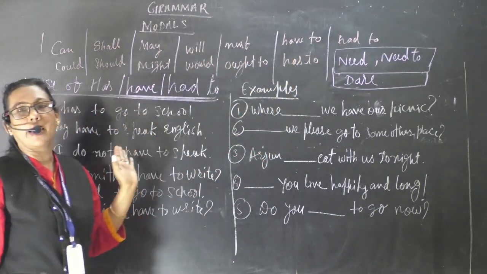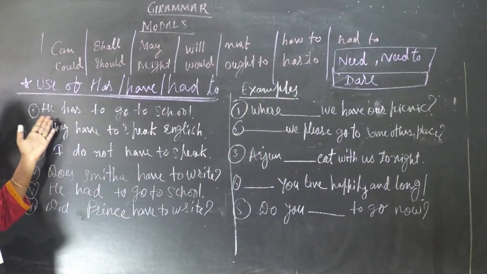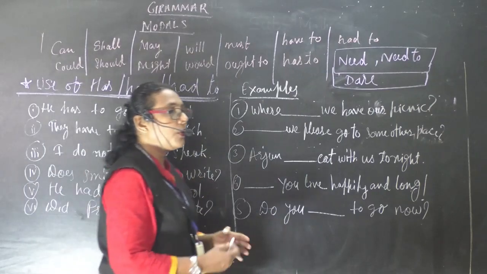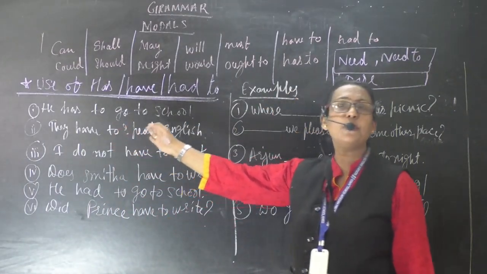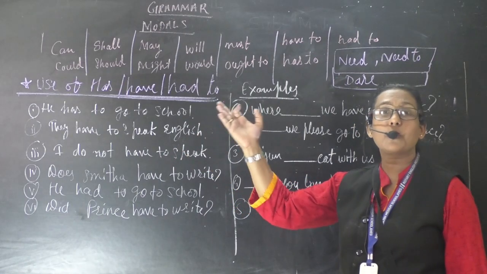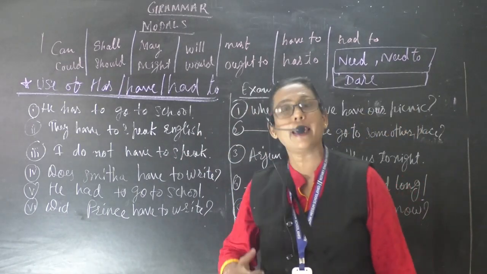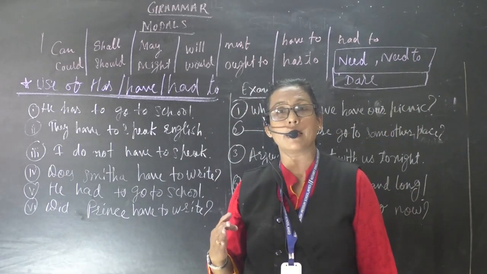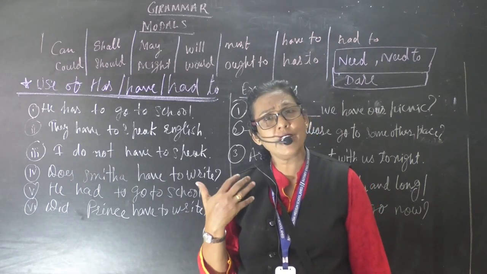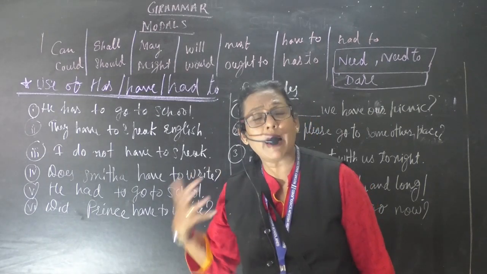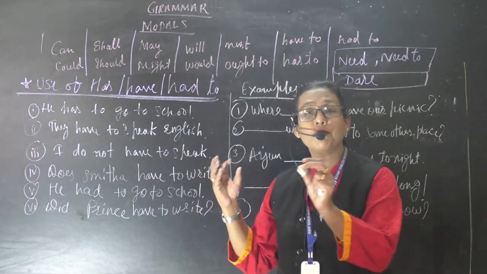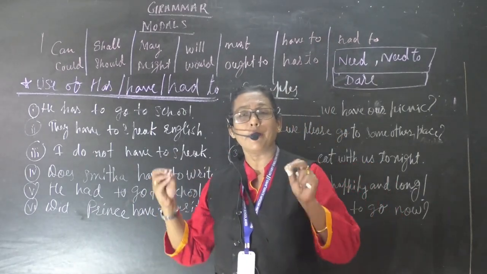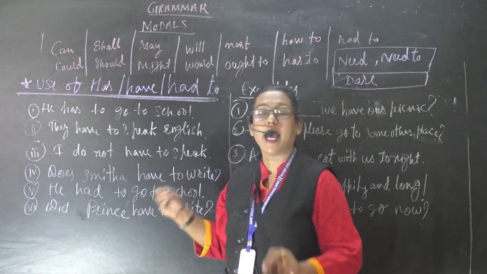So with an example we see what is there. He has to go to school. उसको स्कूल में जाना ही है. That is, you know, compulsory. I have to teach in my lecture. I have to take my lecture. It is very compulsory to take. That is have to and has to.